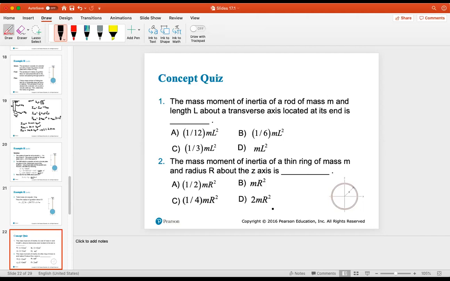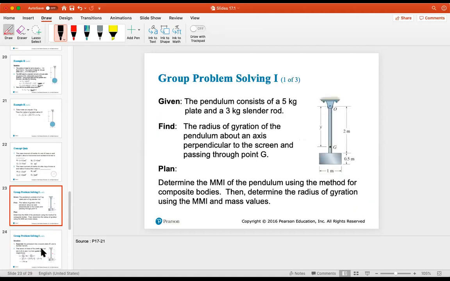So let's think about that. Just to see where we're going on the group problems if you want: the first one we're going to do is a pendulum, and then we'll have another shape afterwards. So we're going to do 2 moments of inertia, where we'll have 2 group problems, but they're not too hard.